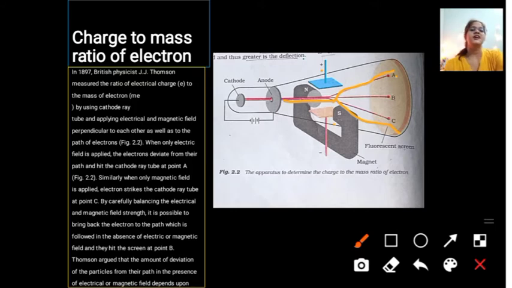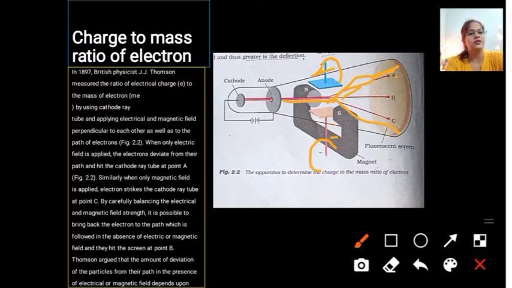Can anybody guess how this happened? As we know, these electrons, or the cathode rays, carry negative charge. So obviously it will move to this side, because it is the positive side. Here is the positive pole of this electric field, and here is the negative pole.